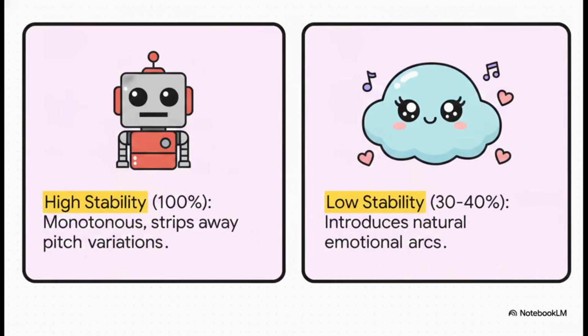But pushing that stability up is exactly what ruins the output. High stability strips away all those tiny pitch and timing variations that humans use naturally. By intentionally lowering the stability to 30 or 40%, you are forcing the AI to introduce natural emotional arcs and expressive fluctuations. The AI literally needs this variance to sound human and truly authoritative.